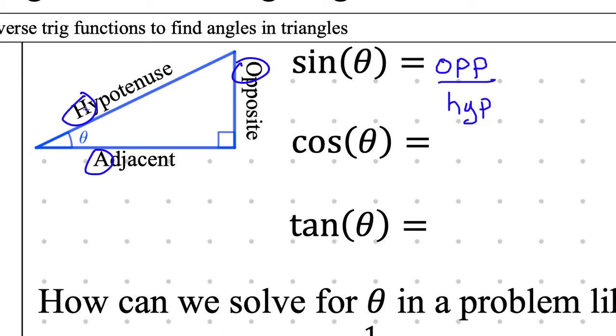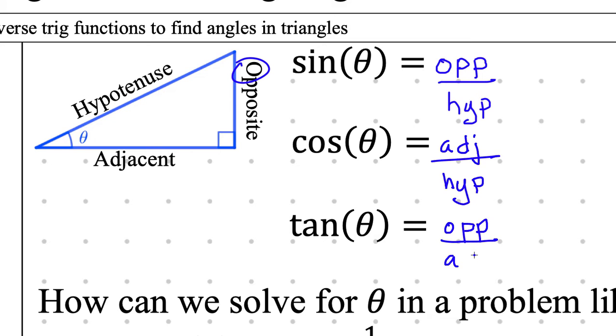So cosine: A over O? O over H? No, A over H. Okay, so adjacent over hypotenuse. All right, thank you. And then finally tangent. Jenny. Opposite over adjacent. Thank you.